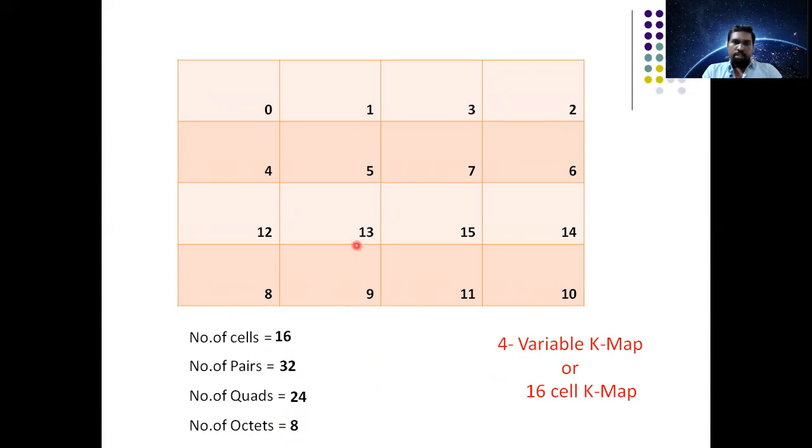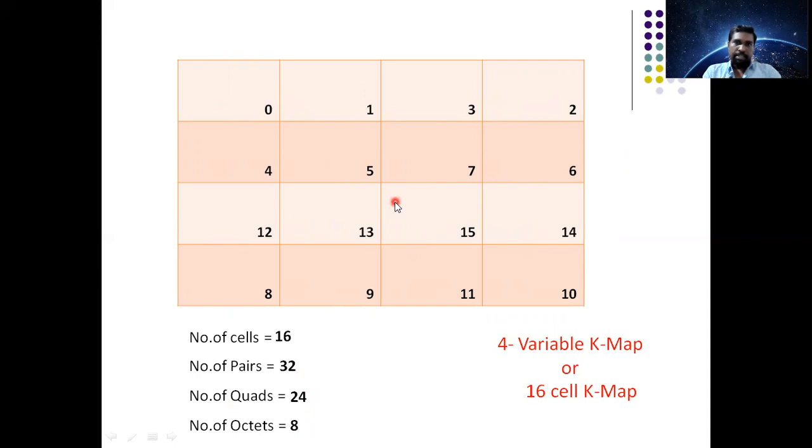So you learn how to analyze a pair, how to form a pair, how to form a quad by practicing. You take an empty K-map like this and you start finding out the different types of pairs. 32 pairs means you should have 32 pairs here. So 0 comma 1 is one pair, 1 comma 3 is one pair, 3 comma 2 is one pair, like that you should have 32 pairs. Likewise 24 quads, likewise 8 octets you should get from this K-map.